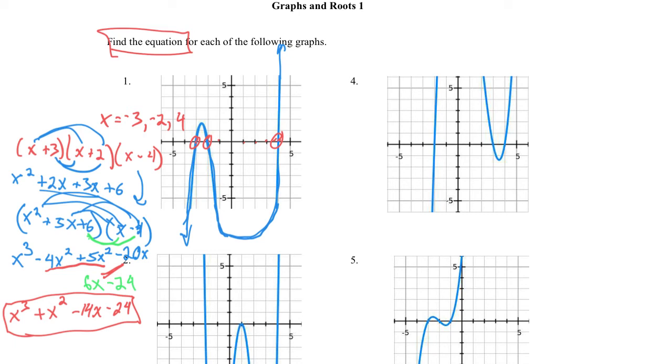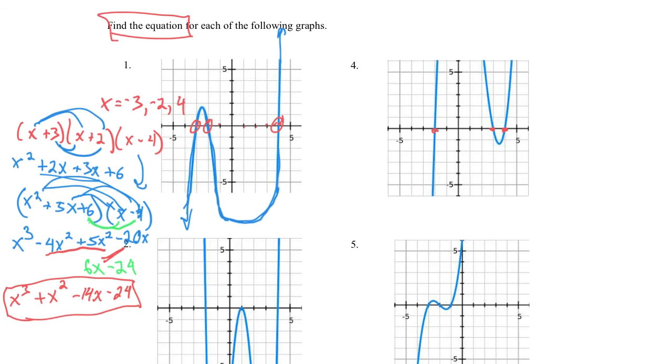All right, and that's the idea. You want to pick out the zeros from the graph, and then use those zeros to get your factors, and then multiply them to get your polynomial.